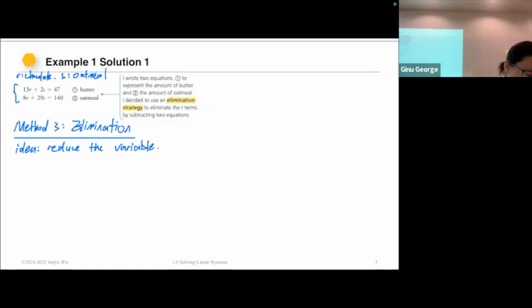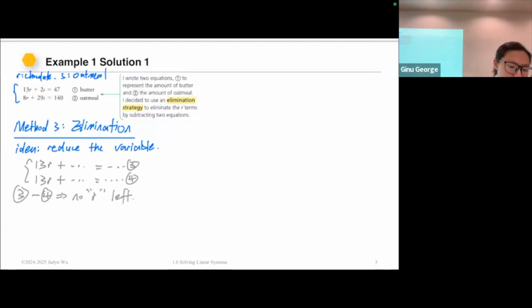So for the first one, maybe I want to change those to something like 13R plus something equals something, and I'll make those the third and fourth equation. After making them the third and the fourth equation, I can simply subtract the third equation by the fourth equation, so that we don't have any R variable left. So that's the idea here.